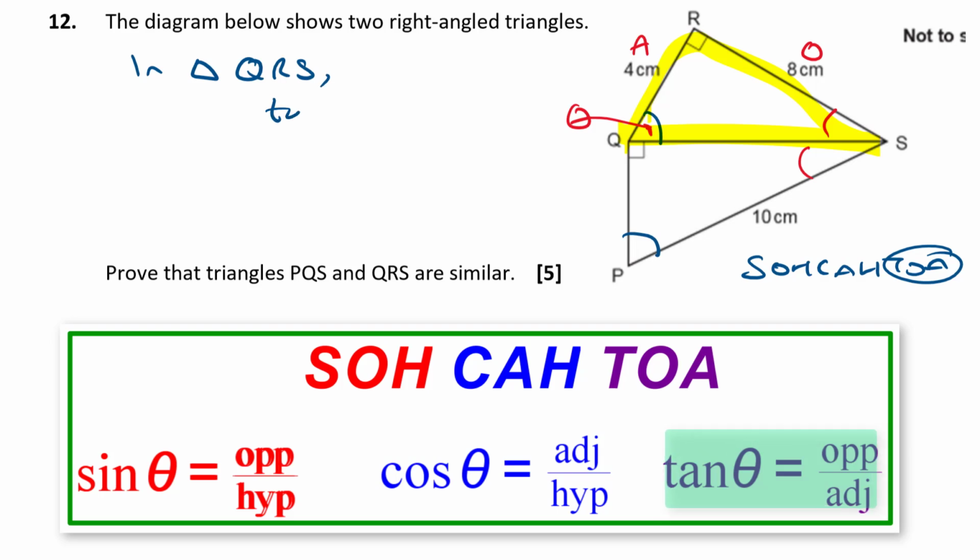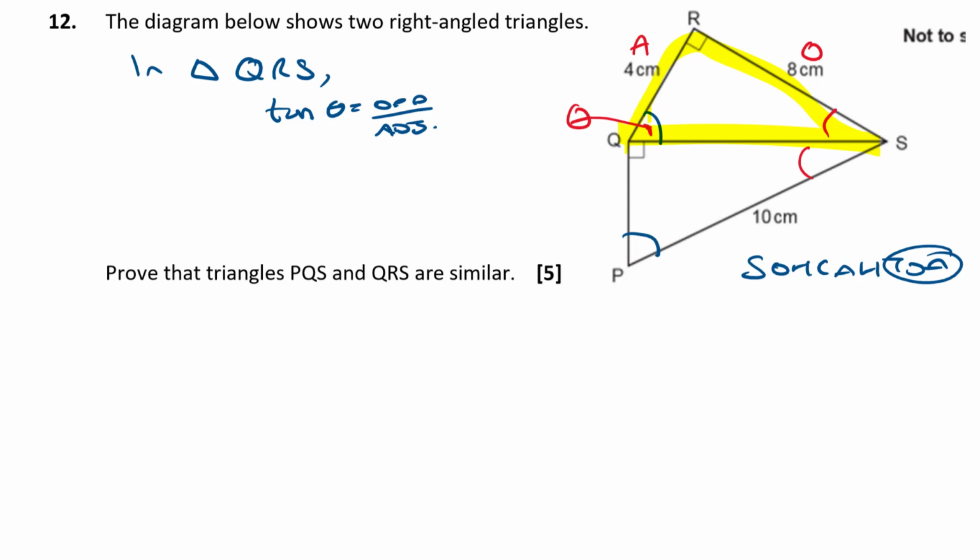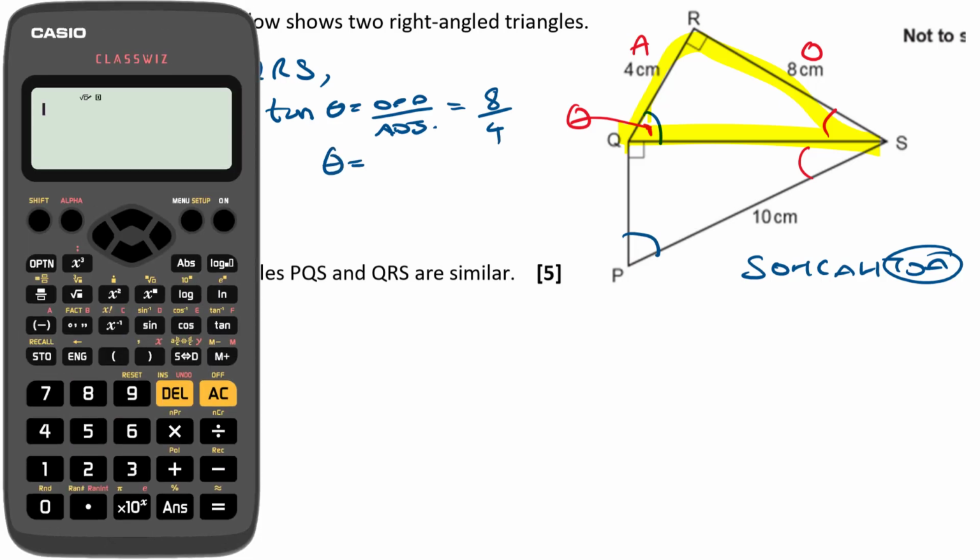So I know that the tan of my angle is equal to the opposite over the adjacent. In this case, the opposite is 8 and the adjacent is 4. So what's 8 over 4? That's 2, isn't it? So inverse tangent of 2, what's that going to give me? Shift tan 2, and that's equal to 63.4 and change, isn't it?